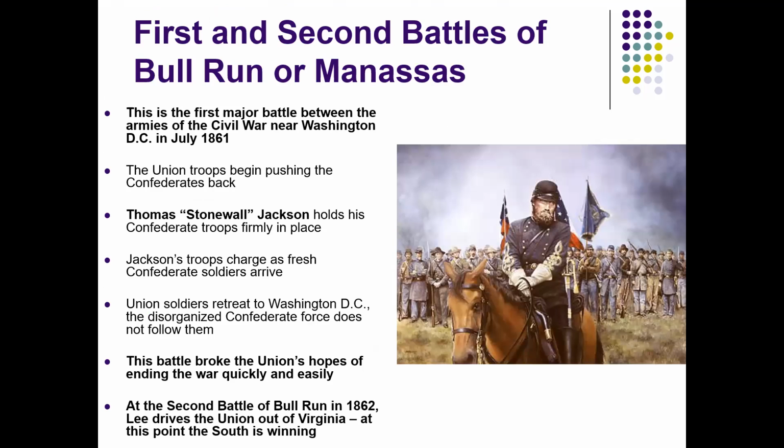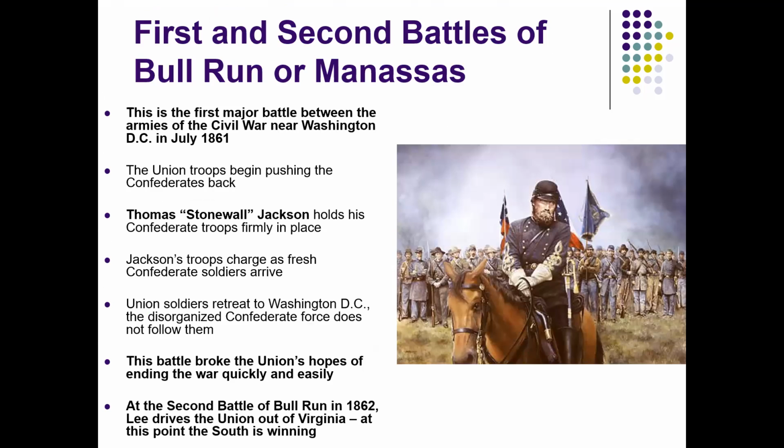The first major battles, where it was more than just a little skirmish, took place near Washington, D.C. in July 1861. The North called them the First and Second Battles of Bull Run. The South called it First and Second Manassas. It was a series of battles about a year apart.